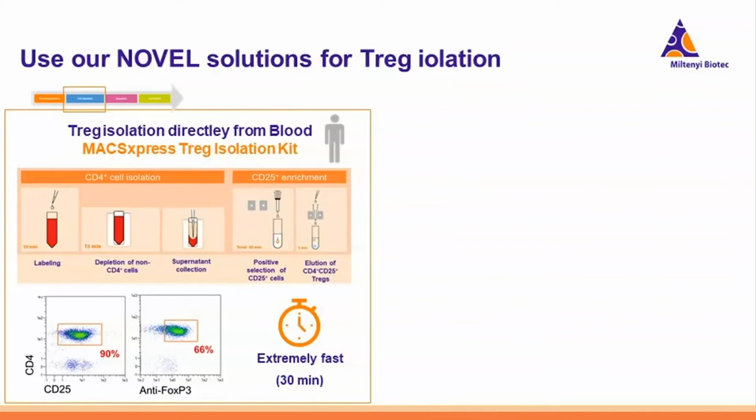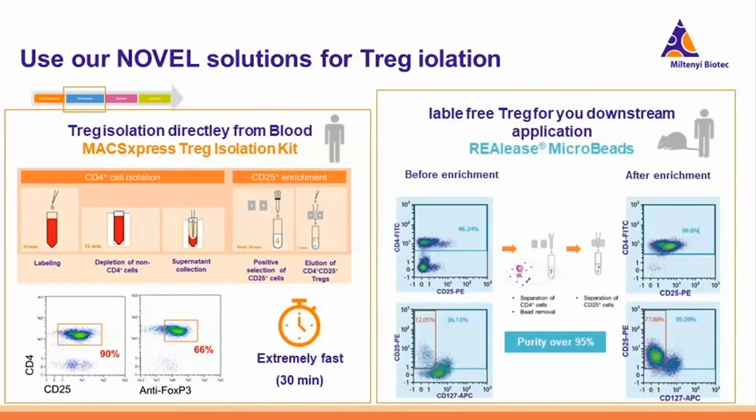And the next one is Realis microbeads. Realis microbeads help the scientists not only get a highly pure Treg, but non-labeled cells. It's really important. This revolutionary microbead technology allows positively selecting the cells, but then removing the microbead and the antibody labeling to get completely label-free cells.